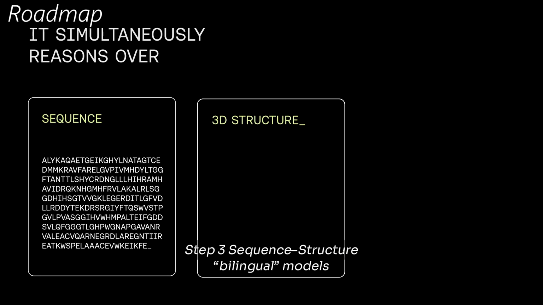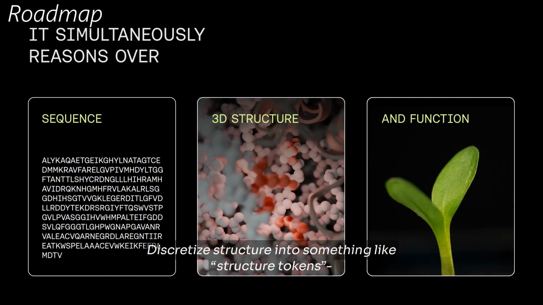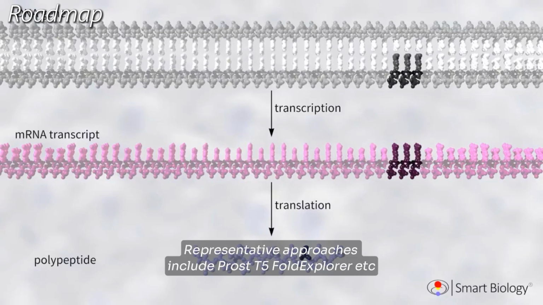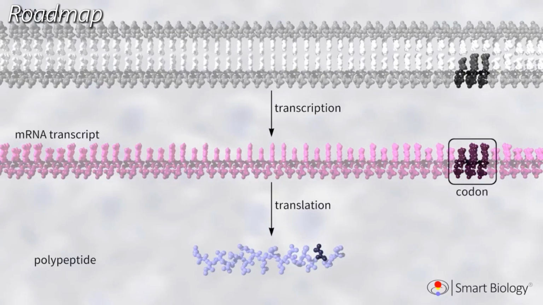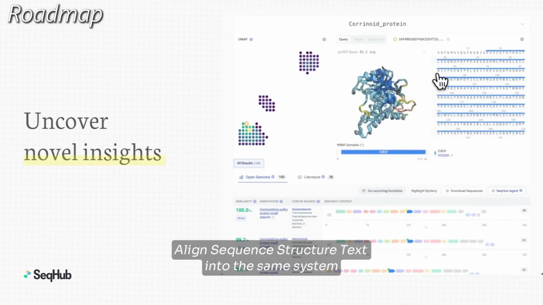Step 3: Sequence-structure bilingual models. Discretize structure into something like structure tokens, enabling bidirectional translation between amino acids and 3D. Representative approaches include ProstT5, Foldexplorer, etc. Step 4: Multimodal and larger external knowledge. Align sequence, structure, and text into the same system.